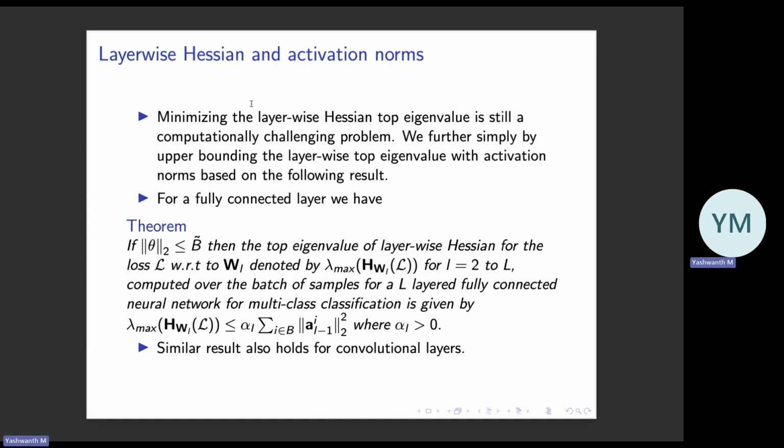Now, minimizing the layer-wise Hessian top eigenvalue is still a computationally challenging problem. So we further simplify by upper bounding the layer-wise top eigenvalue with the activation norms, with the following results. We show the result for the fully connected layer. Similar results also hold for convolution layers as well.